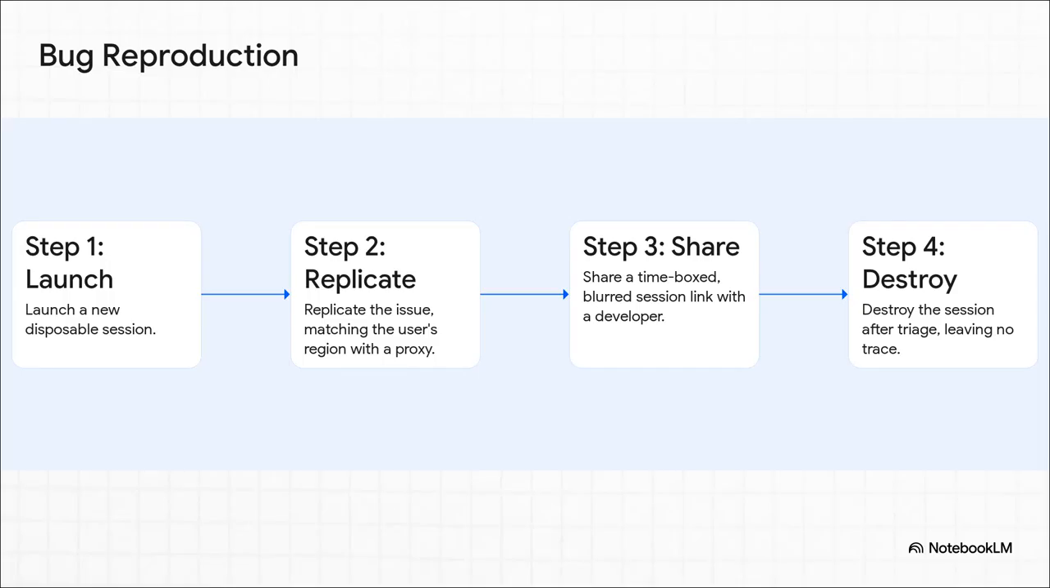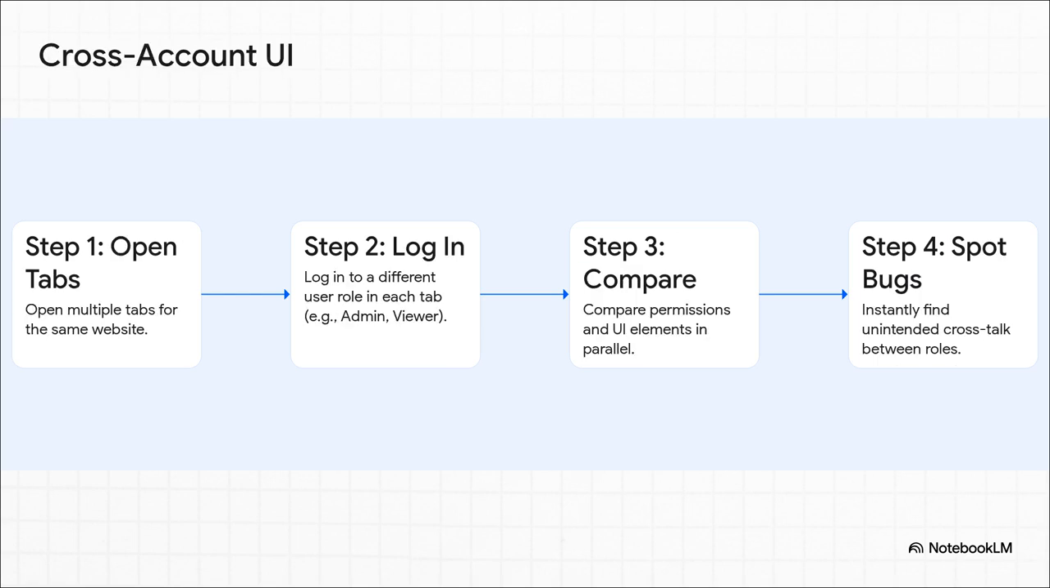All right, playbook number 1, the flawless bug reproduction. So a user in Germany reports an issue. What do you do? You spin up a disposable session, you set its proxy to Germany, you replicate the bug, and then you share a secure Timebox link with your developer. Once they see it, you just destroy the session. Perfect. Clean, fast, done.